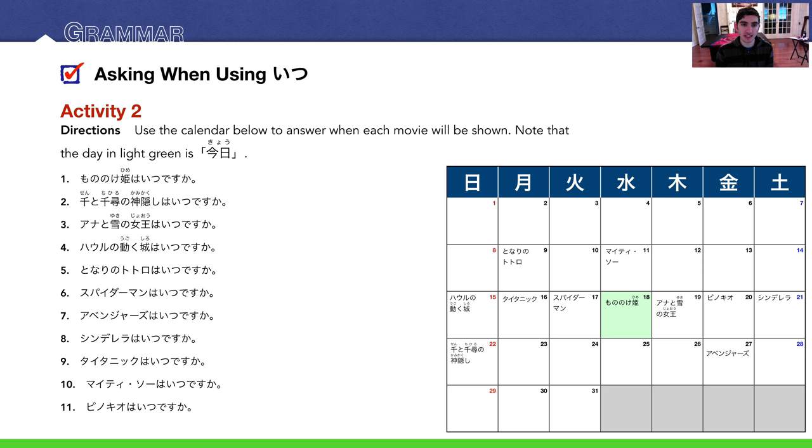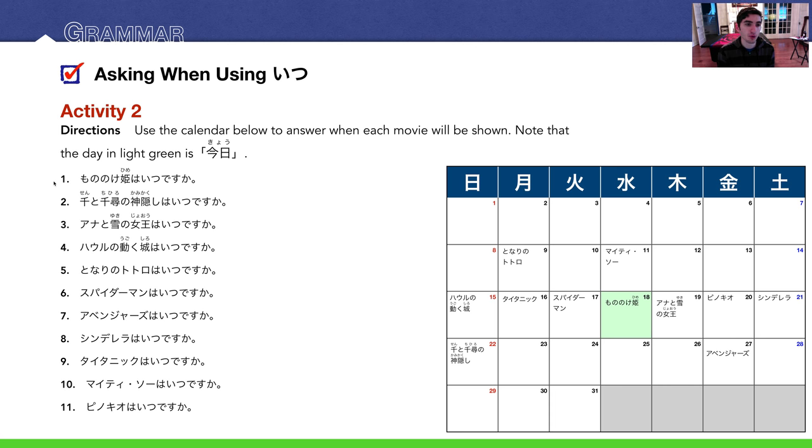Activity 2, this is kind of a long activity. Use the calendar below to answer when each movie will be shown. Note that the day in light green is 今日. So this day right here in light green is Kyo, is what they're telling us. And then we have some very popular movie titles. I had to look up a bunch of these because I didn't know what their Japanese was. But you should know all of these if you grew up in America watching movies as a child. These are movies of my childhood. Anyways, try pausing the video, try it on your own. I'm going to answer it right now.